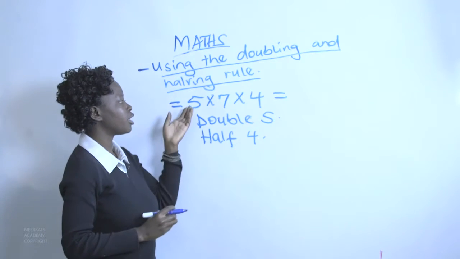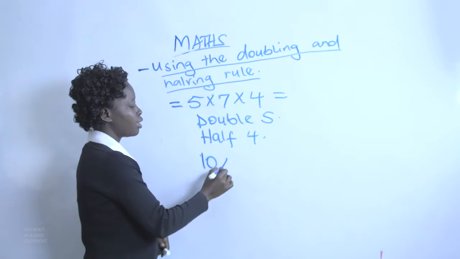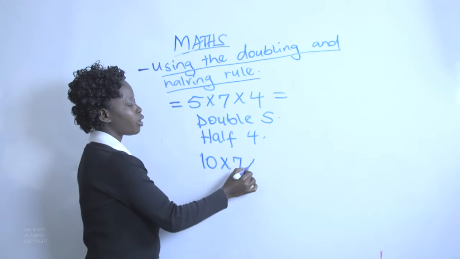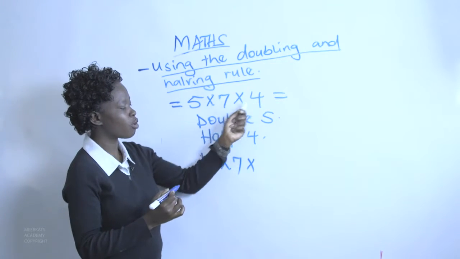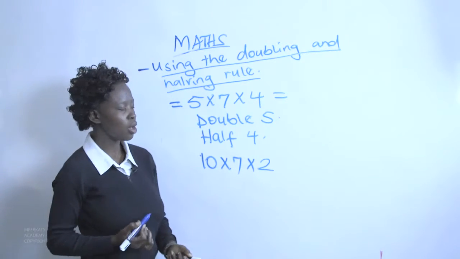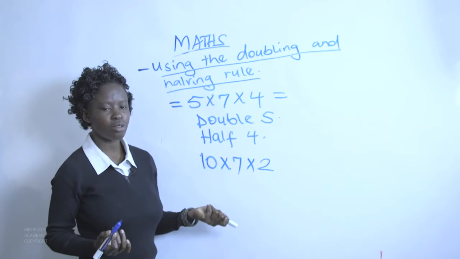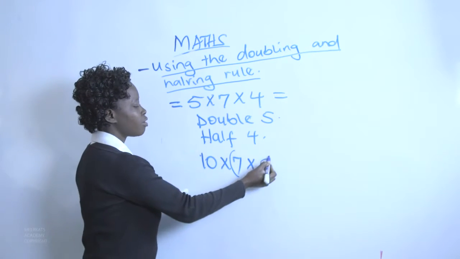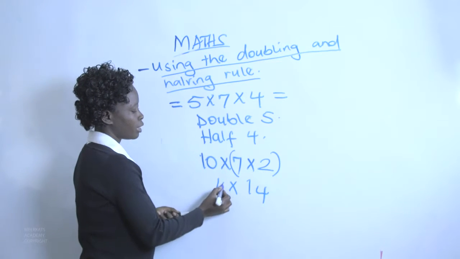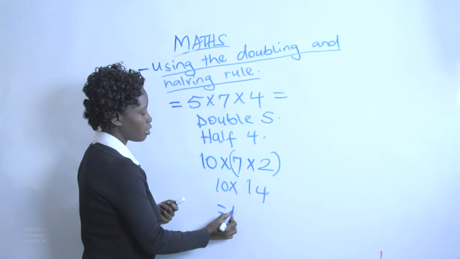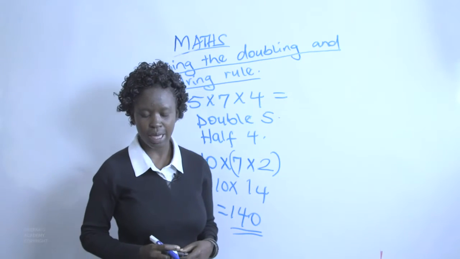So what have I done? I've doubled 5. If we double 5, we are getting 10. Then 7 is not interfered with, but we have halved 4. So halving 4 means we divide this 4 by 2. So we will get 2. When we are having this, using the associative law, we said whichever pair you start with doesn't matter. So if I start with 7 times 2, then we are getting 14, then multiplied by 10. 10 multiplied by 14 is simply 140 as the required answer.